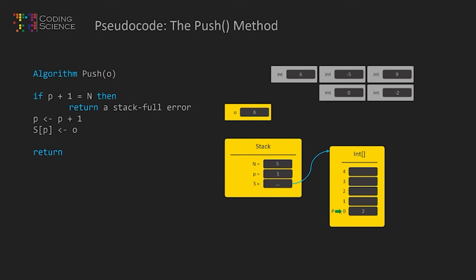Fine. So P has now the value 1. So it will jump up to the element in the stack here. Okay, next line. Now we take O, the value in O, and we will put it in the stack S, the array S, or I call it the stack, but it's actually the integer array S, at the position P. P is 1, we see the pointer here. Then we will put 6 in here.